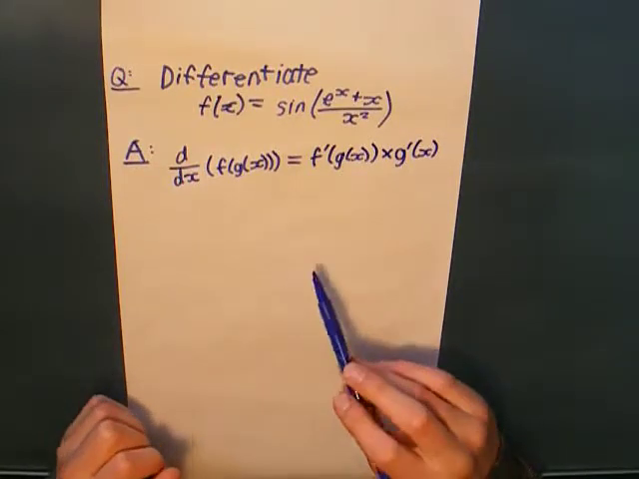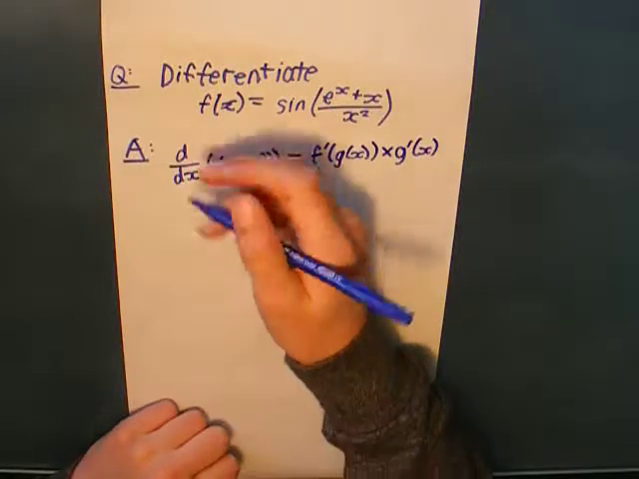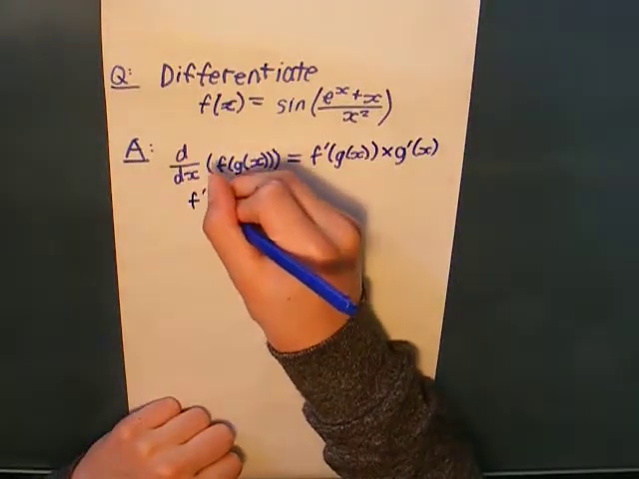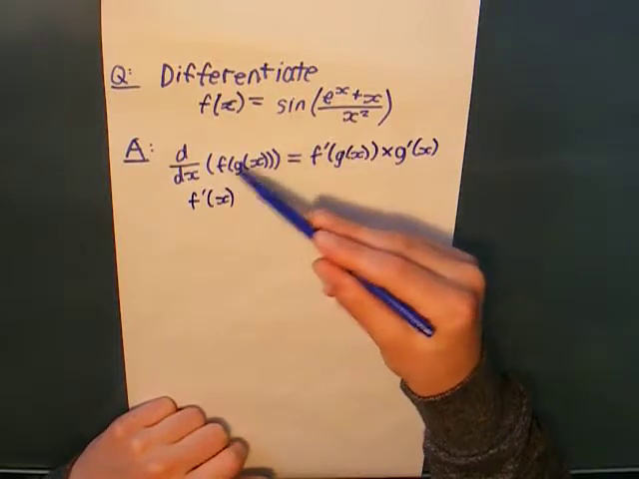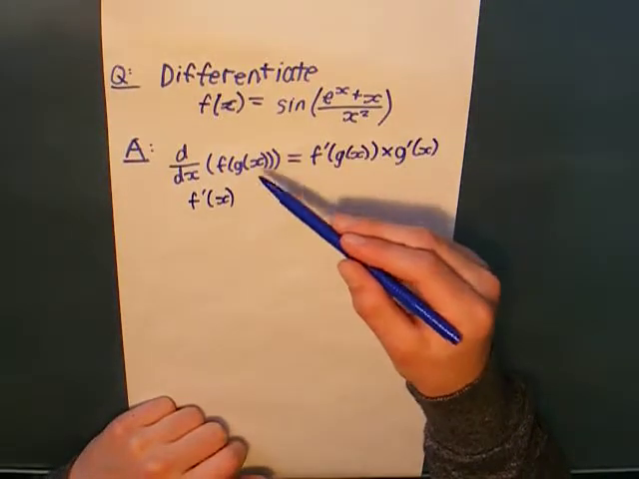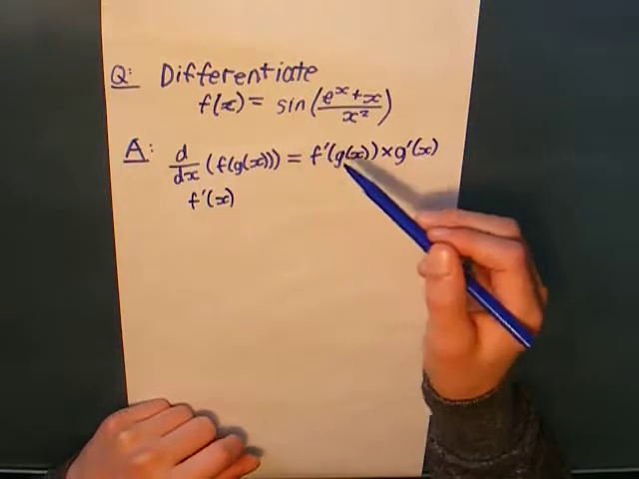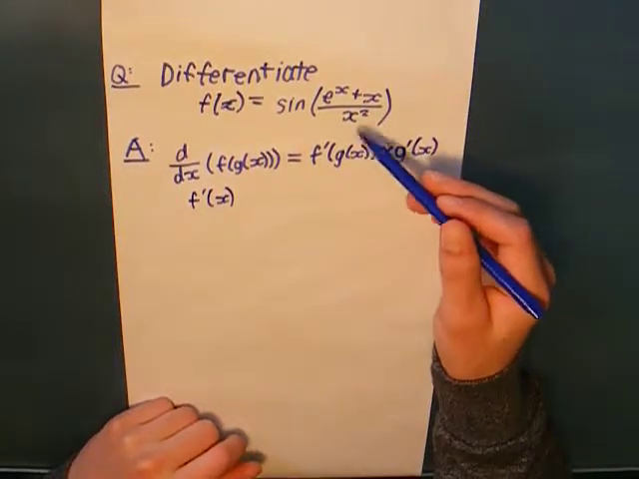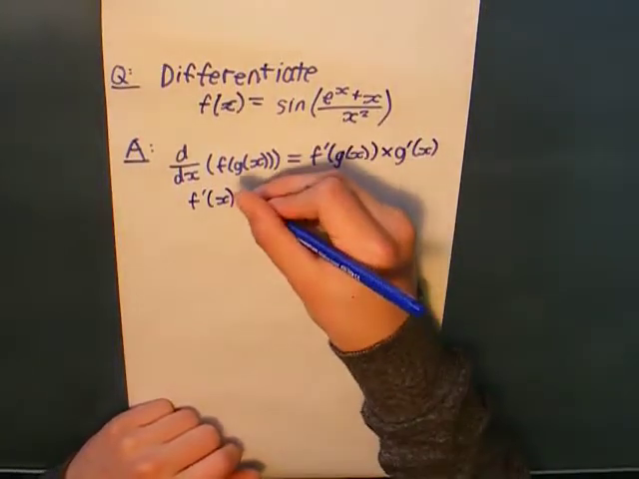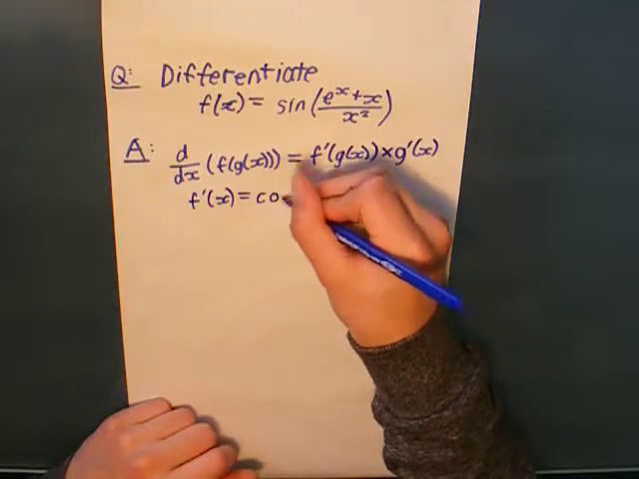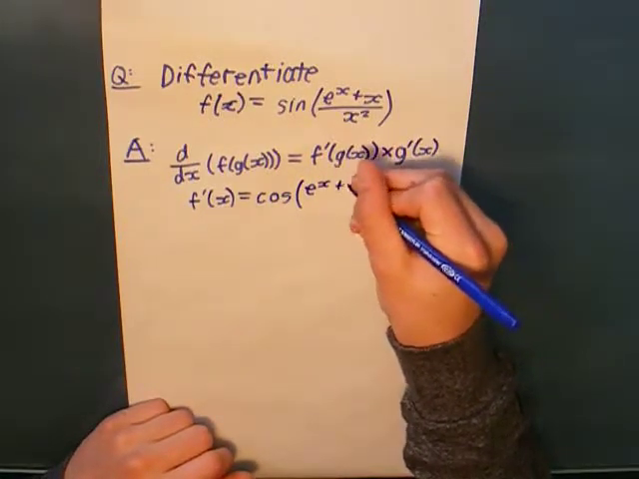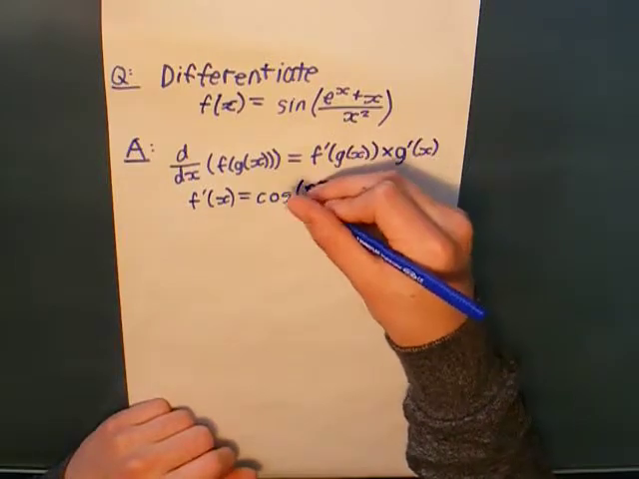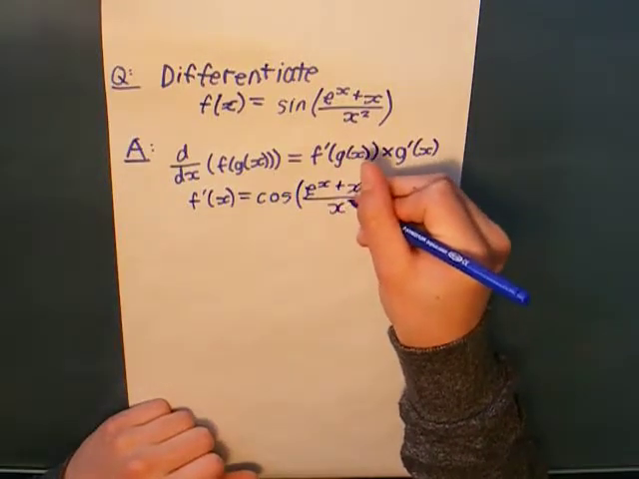So that means that in this case our f of x is sine, and this will be our g of x here. So you've got the derivative of sine of this, and the derivative of sine is cos, so it equals cos of (e to the x plus x) all over x squared.